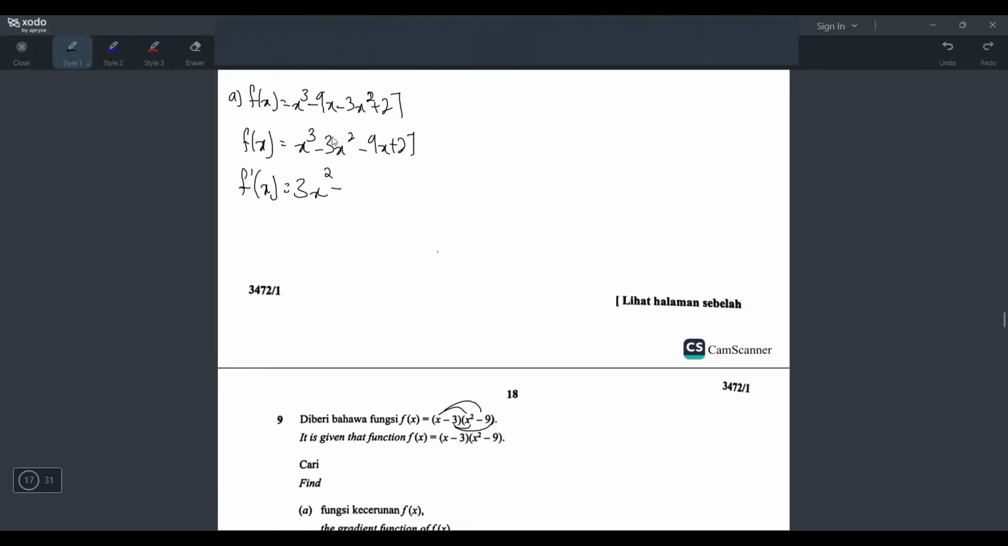Let's do it one more time. Power multiply by the number in front, 2 times 3 is 6. Power minus 1 is x. What is the derivative of negative 9x? Negative 9. When you differentiate x with no power, then the answer will be the number in front. And then differentiating the number 27 is 0. Okay, this is the answer.